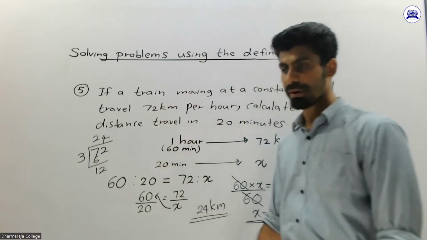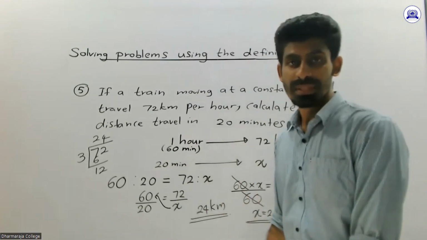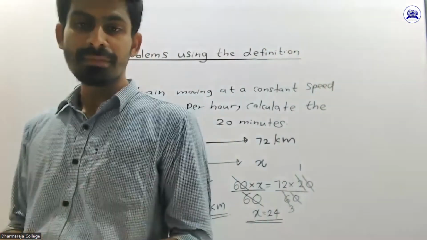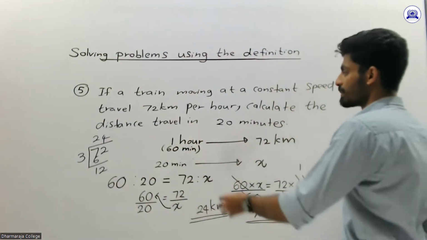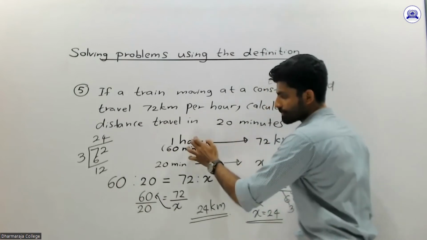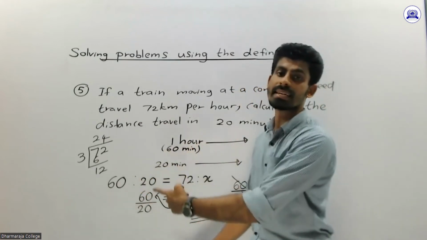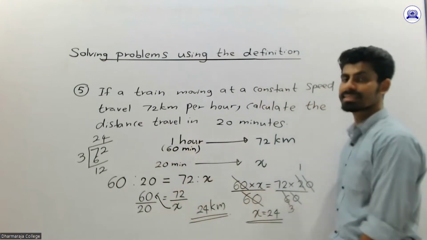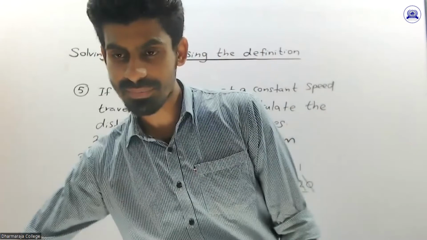This is question number 5. Let's quickly move to the next question. Now we have already done 5 questions. So what is this method? Using the definition, you take the ratios and compare them. You equate the ratios, then convert that to a fraction, then you can easily find x. Very easy, right?